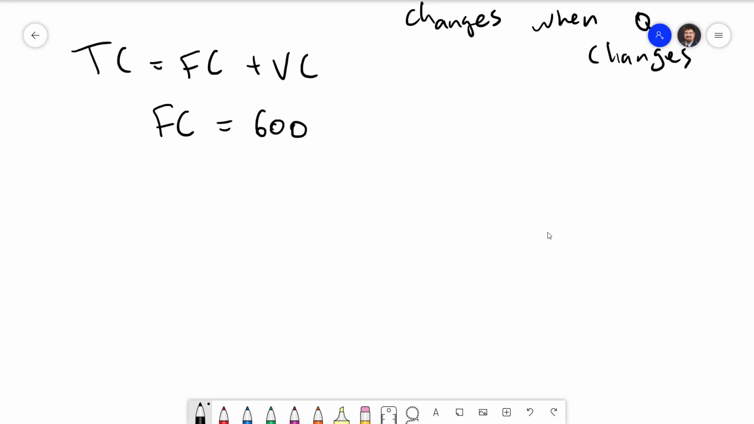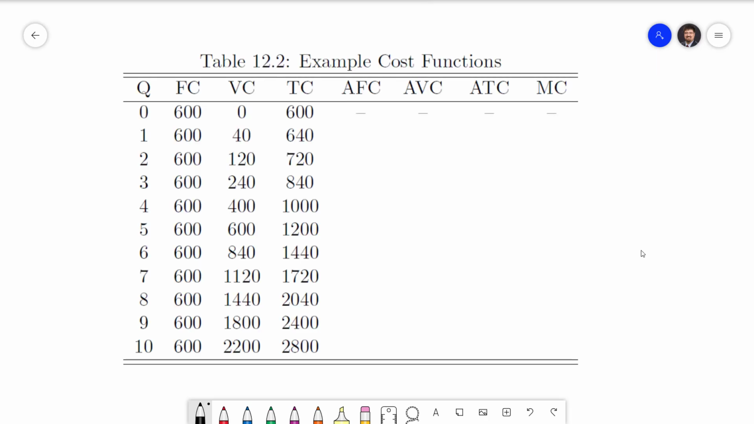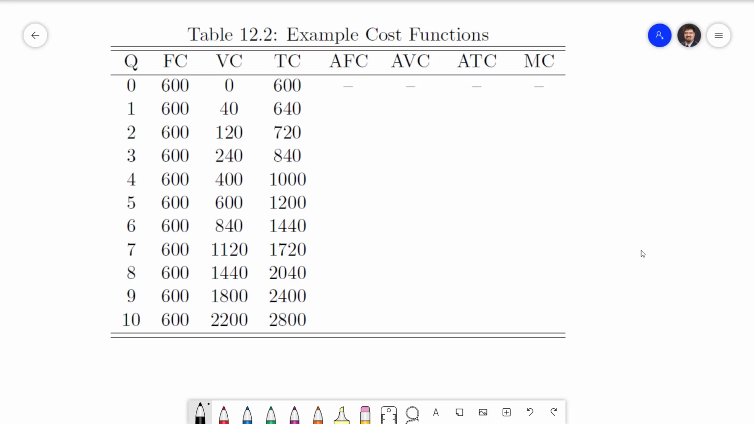be our variable cost. This table shows the relationship between our quantity of output with our fixed cost, variable cost, and total cost. Fixed cost stays at 600 no matter what, but variable cost goes up because the more quantity we want to produce, the more labor we have to hire, therefore increasing cost. This also shows the relationship between fixed cost, variable cost, and total cost, where total cost is the sum of fixed cost and variable cost.